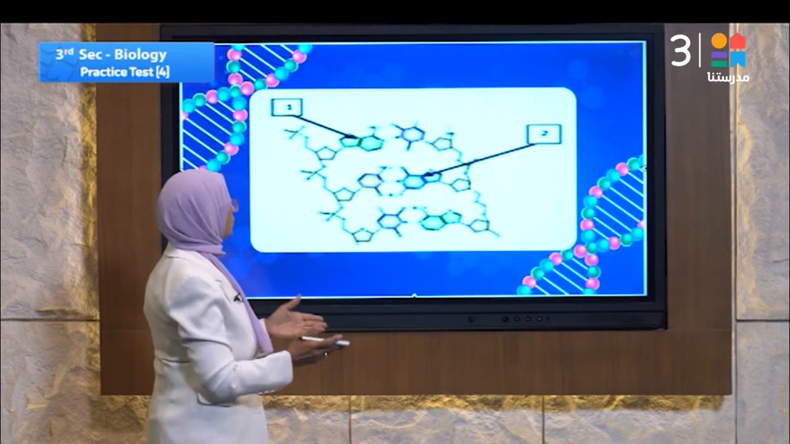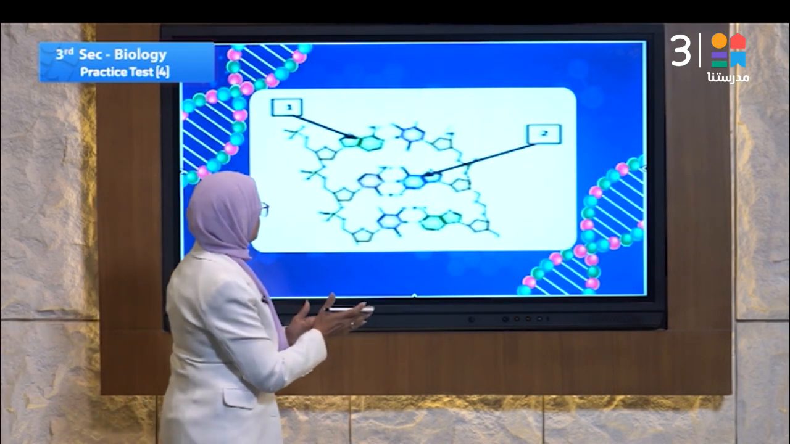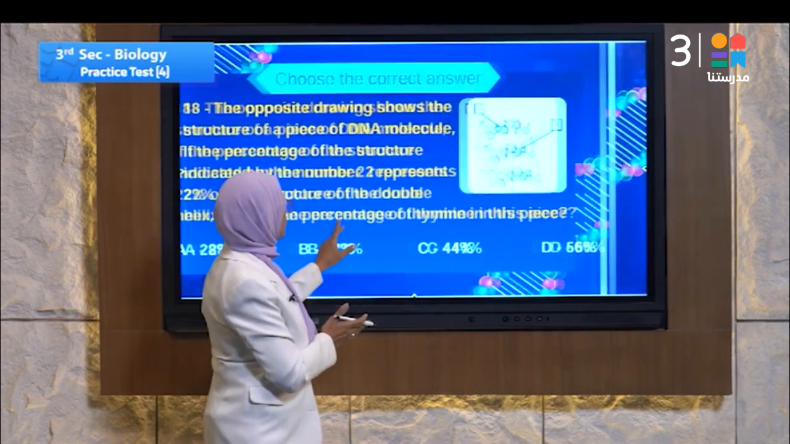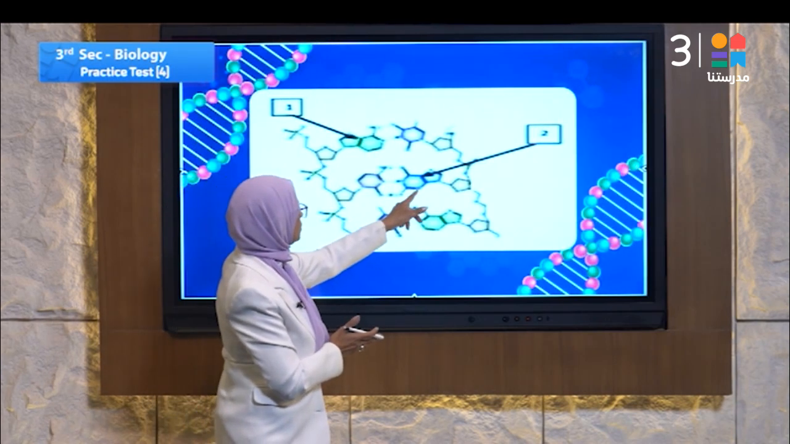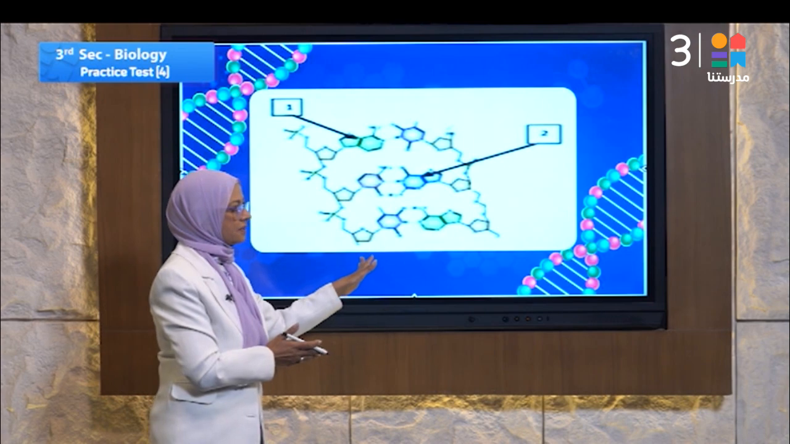Let's imagine this figure bigger. Number 2 is 22%. So the complement will be 28.